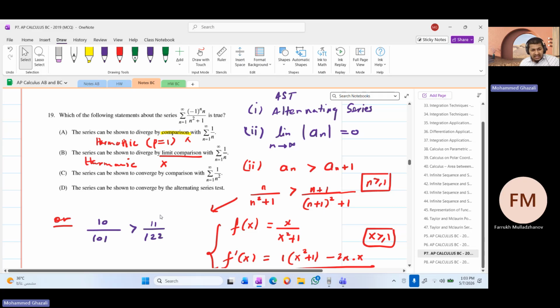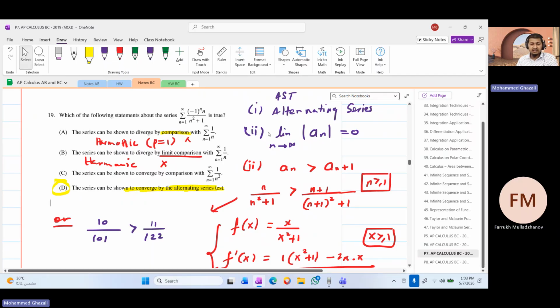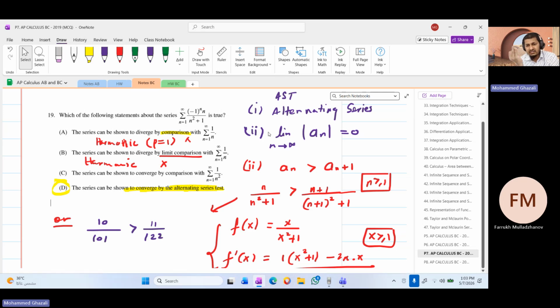So the series can be shown to converge by the alternating series test. So it satisfies all three conditions. So it's converging by the alternating series test. So that's the answer. Are we good? So the rest of them are all nonsense. You've got to test these things. First, make sure it's an alternating series. Second, make sure that the limit as n goes to infinity is 0. And third, show that the function itself is decreasing.